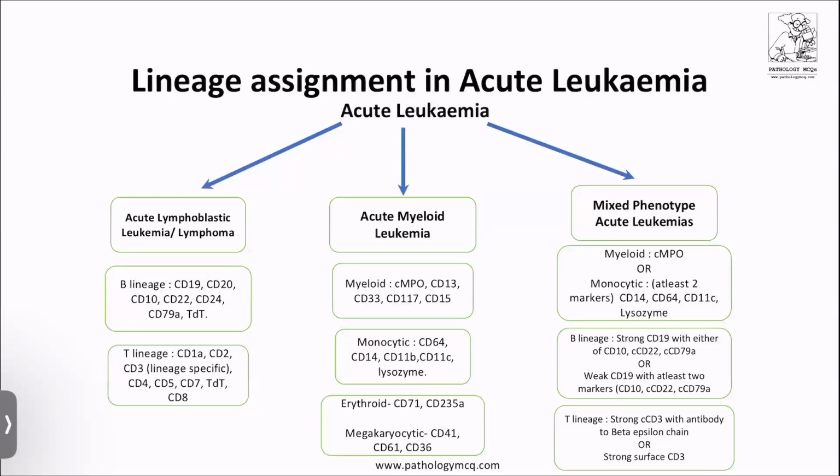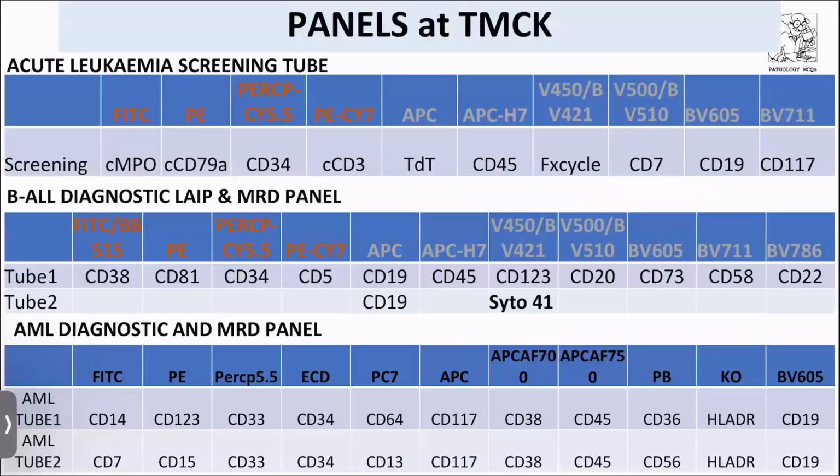Then when do we call them a T lineage? How do we assign a T lineage? T can be said when there is strong cytoplasmic CD3 expression or strong surface CD3 expression. So this is how we assign the various lineages in a case of acute leukemia.